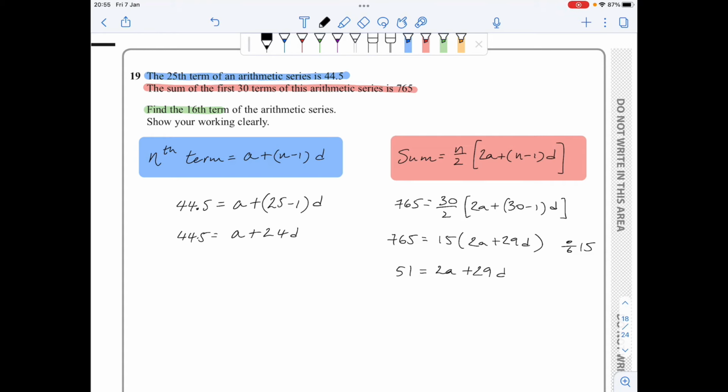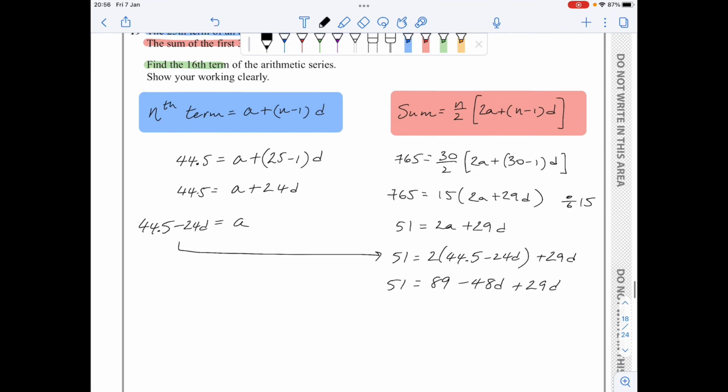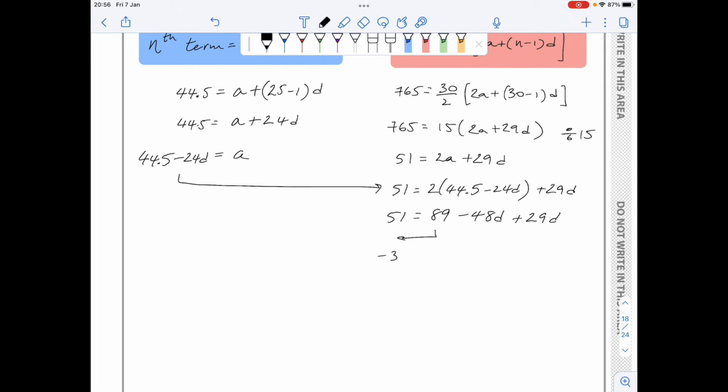And then I'm going to solve these two equations simultaneously. I will substitute the first one. Once I rearrange, get a on its own, 44.5 minus 24d. And I will substitute this one into the second one. So I'm going to have 51 equals 2 times the expression from the left plus 29d. Then I'm going to expand. That's 89 minus 48d plus 29d. I can bring the 89 on the left, so that's minus 38 equals minus 19d.